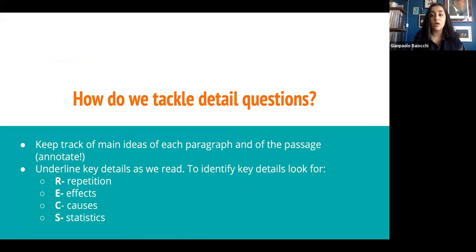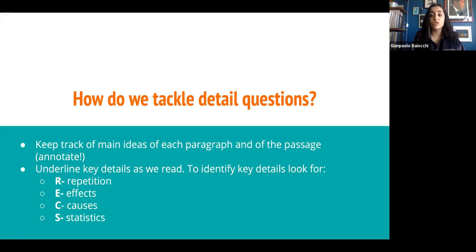In order to identify what details we should underline, which ones are key, we use the acronym REX. If you don't know this one, write it down. R is for repetition, E and C is for effect and cause, and S is for statistics, but in not science or math-related passages, use that just to remember numbers in general, because those are typically pretty important.